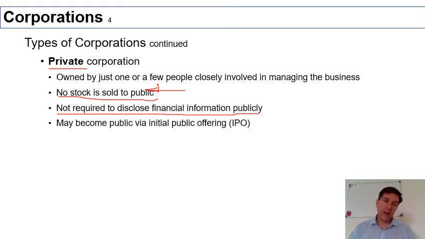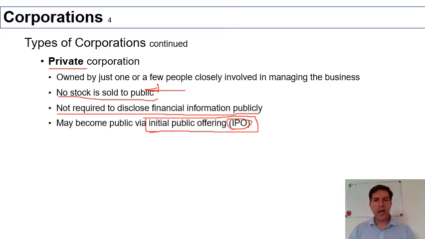And finally, you can go from having a private corporation to making it public by having an initial public offering. This is when you open the possibility for people outside of this small group of people that already own the firm to buy it, and this is called an IPO. You might hear this in the news. Hopefully you'll follow the news so you know what's going on.